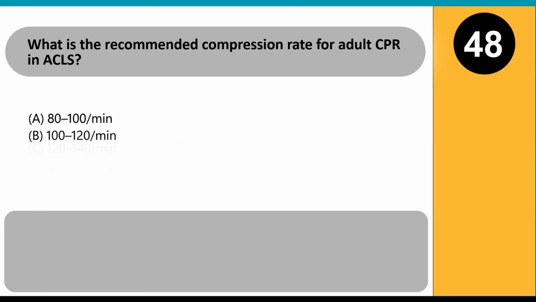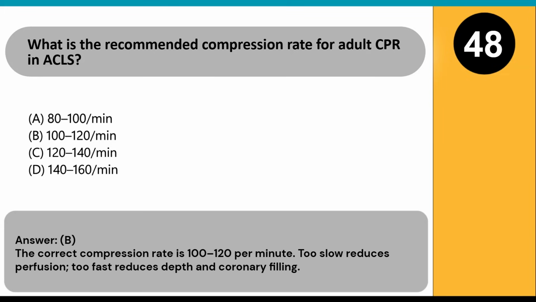What is the recommended compression rate for adult CPR in ACLS? A. 80-100/min. B. 100-120/min. C. 120-140/min. D. 140-160/min. Answer: B. The correct compression rate is 100 to 120 per minute. Too slow reduces perfusion, too fast reduces depth and coronary filling.